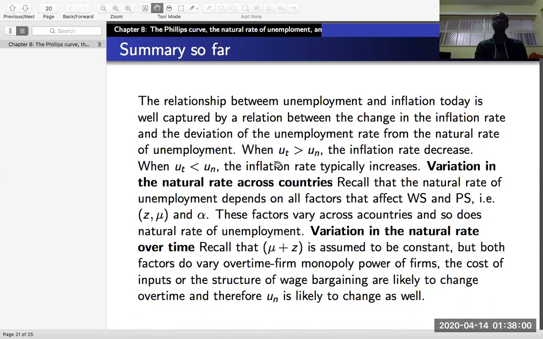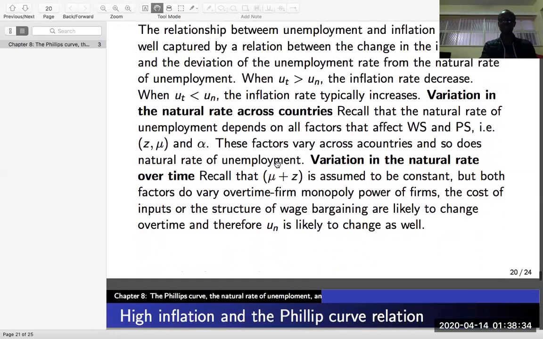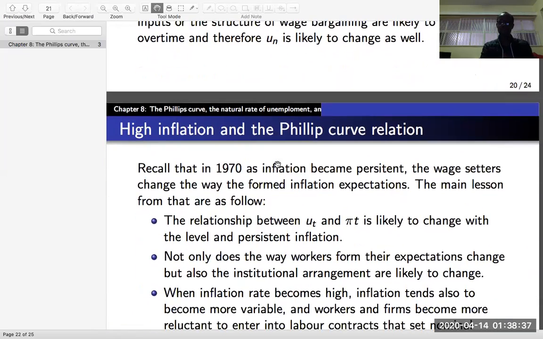So what then causes variation in the natural rate of unemployment across countries? Remember, wage setting and price setting are a function of markup, cultural variables, and alpha, and they are not similar across countries. So we do not expect the natural rate of unemployment to be the same across countries either. The markup and the institutional structure and labor unions also vary across countries, and they are not constant over time. So there is even variation of the natural unemployment rate over time because of changes in the markup and the institutional structure across countries.